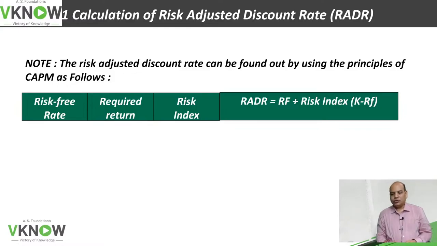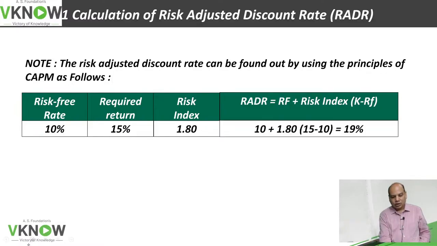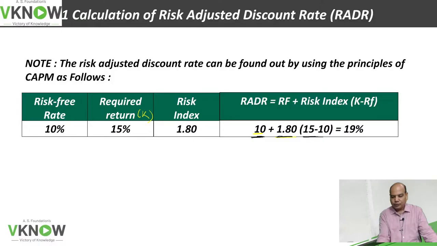Okay, so let us solve. First one, risk-free rate 10%. Required return 15%, let us call it K. Risk index 1.8. Please solve 10 plus 1.8 into 15 minus 10. Higher the risk, higher the required return. That is the topic called risk adjusted discount rate.